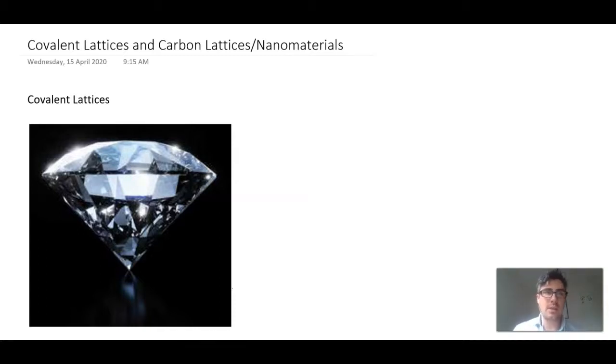Okay, in this video we are looking at covalent networks, which we look at as a lattice, and their properties. We're particularly focusing on carbon networks because there's so many different varieties of carbon allotropes. So we're going to talk about the different types of carbon.